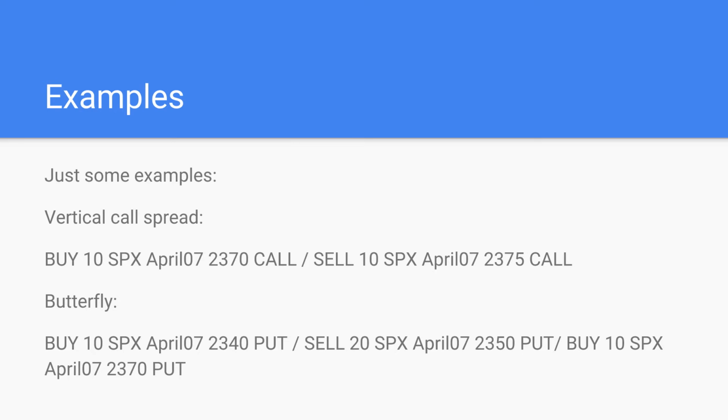So a butterfly entails an even more complex position because we are buying 10 options of the 2,340 puts, selling 20. It's not even the same number. Selling 20 of the 2,350 and then buying 10 of the 2,370 put. So this is a little bit more complex trade, and it's called a butterfly and requires 3 transactions going on simultaneously. So this will be, as you can guess, a 3-legged transaction. It has 3 legs on it.